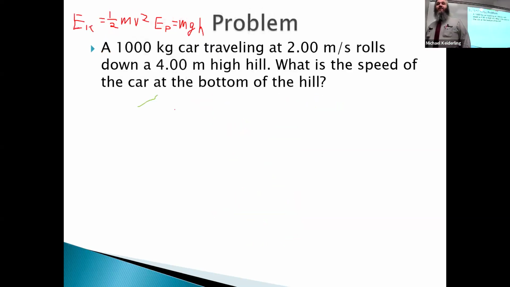So here we have a 1,000 kilogram car traveling at 2 meters per second, rolls down a 4-meter high hill. What is the speed of the car at the bottom of the hill? So this car starts with both potential and kinetic energy and ends with just kinetic energy. So here, only one term will go away.